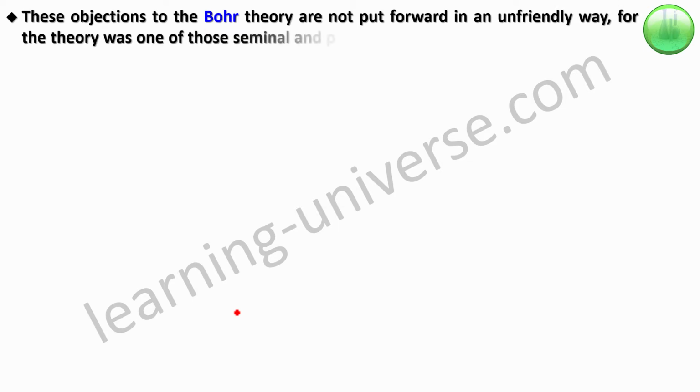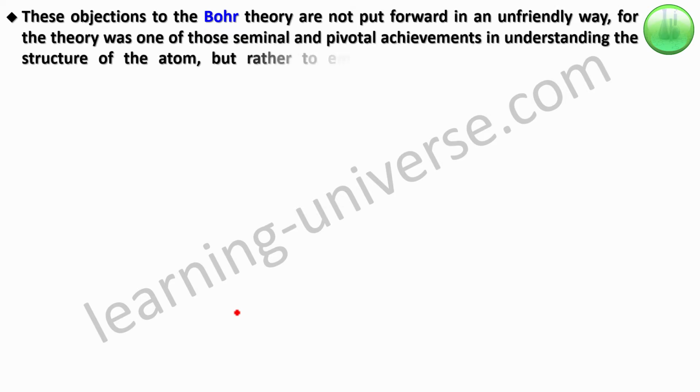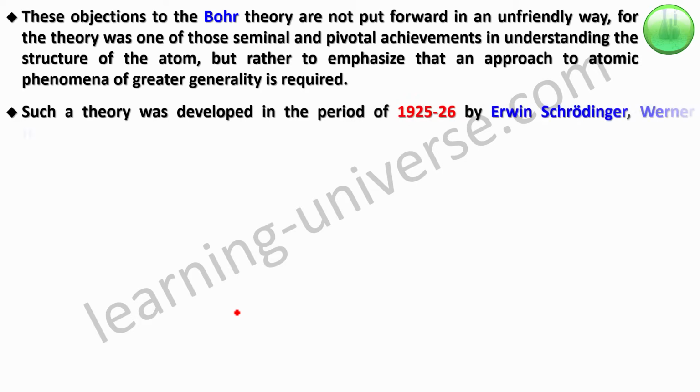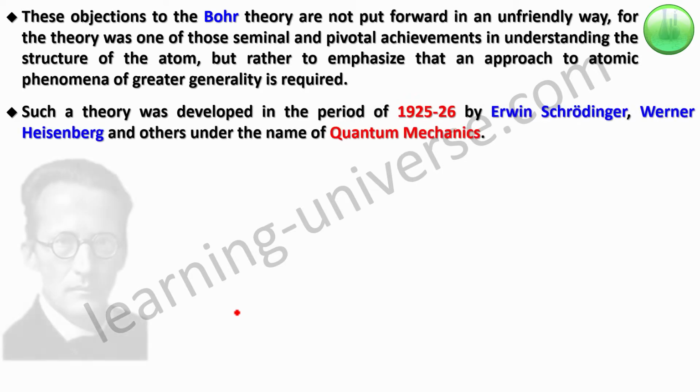Now, one thing that we need to understand is that these objections to the Bohr theory are not put forward in an unfriendly way or to criticize the model, for the theory was one of the most seminal and pivotal achievements in understanding the structure of the atom. But rather, this list of things which Bohr could not explain has been put forward to emphasize that a more radical, more comprehensive approach is required to understand atomic phenomena, and we need greater generality in this explanation. And such a theory was conceived and developed between 1925 and 26 by Erwin Schrödinger, Werner Heisenberg and others by the name of quantum mechanics.